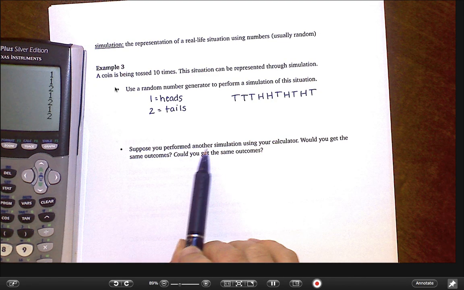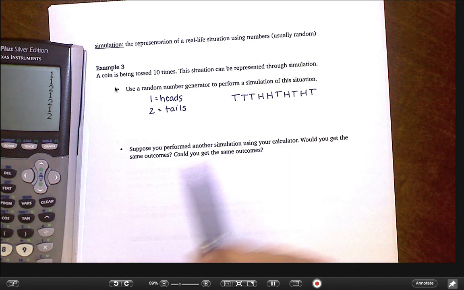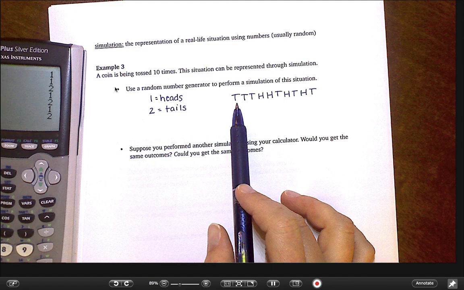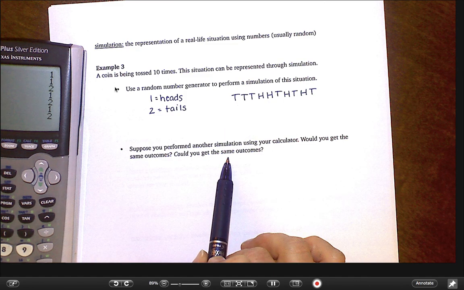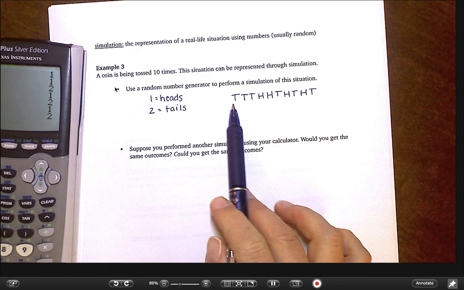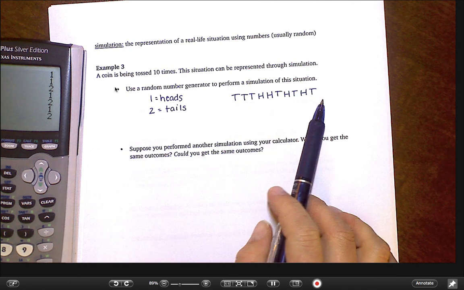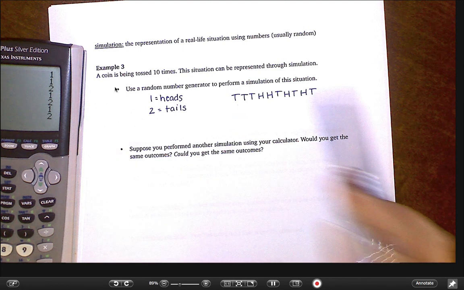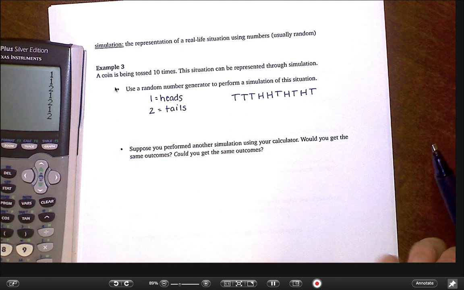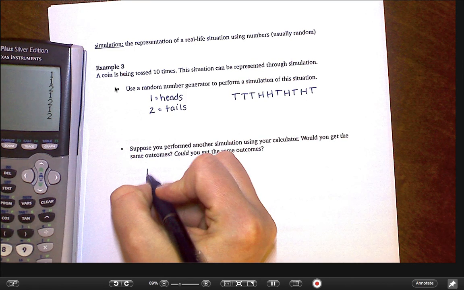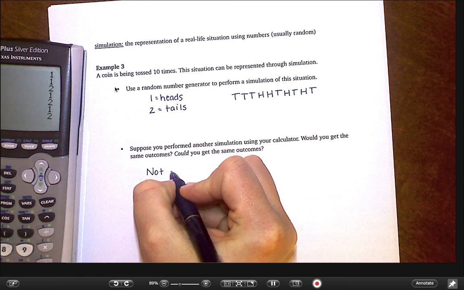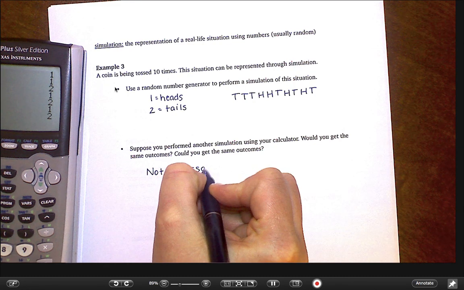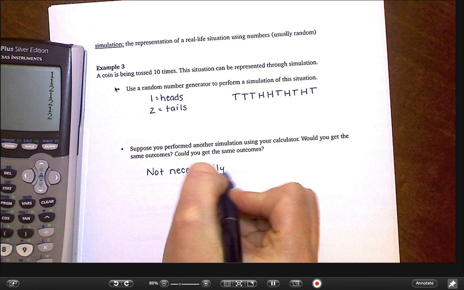So suppose you performed another simulation using your calculator. Would you get these exact same outcomes? Okay. And then the next question is, could you get the same outcomes? So I would say it's not real likely that I'm going to get the exact same pattern again, but is it possible? Sure, because every sample is equally likely to be chosen every time, okay? So I would just answer this simply with something like not necessarily, but possible.